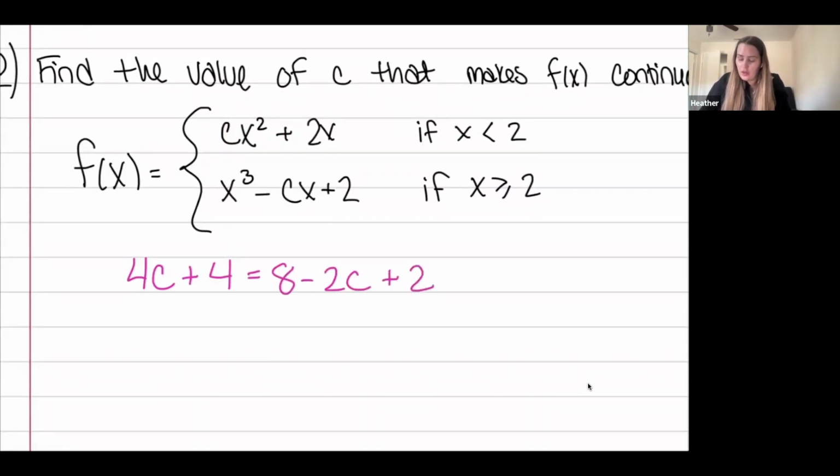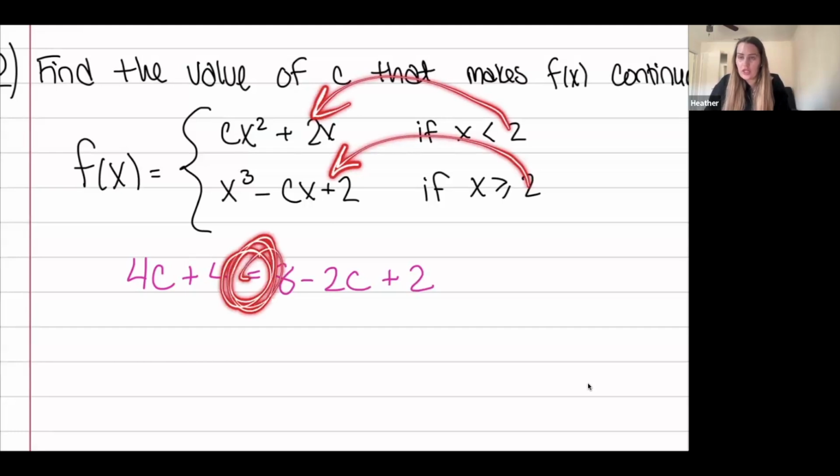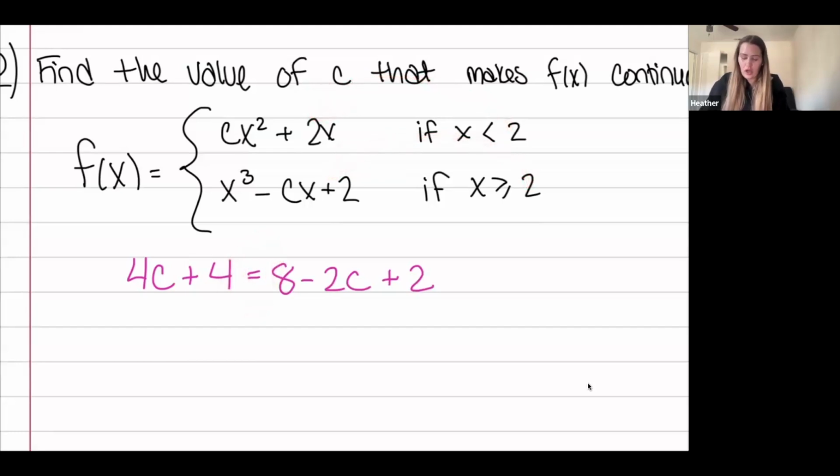So we plugged 2 in for x into both of these, set them equal to each other to make sure there's no jump discontinuity between the two of them. Now we'll go ahead and solve for c.